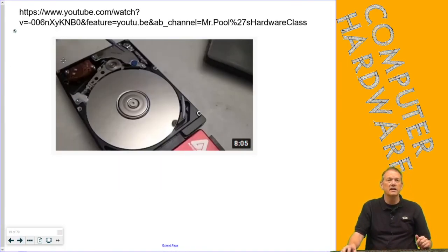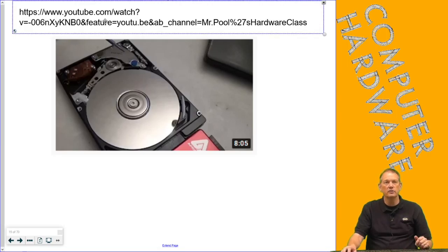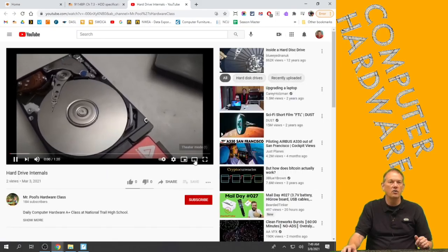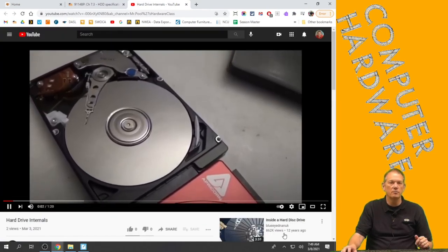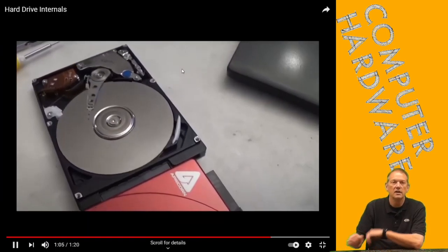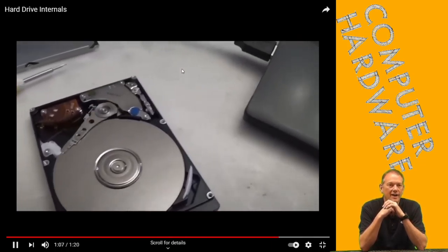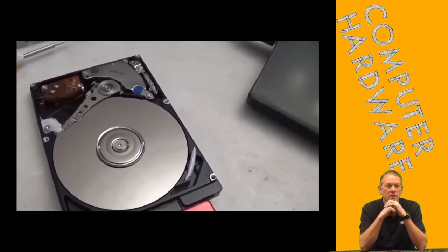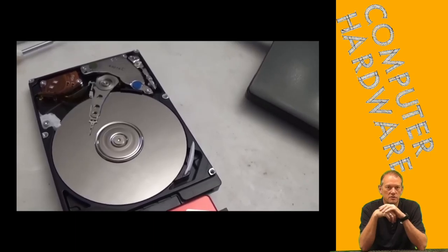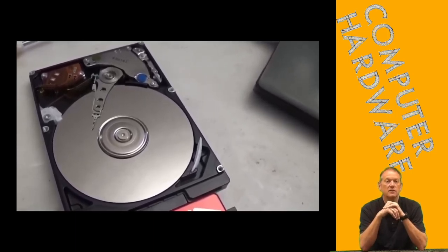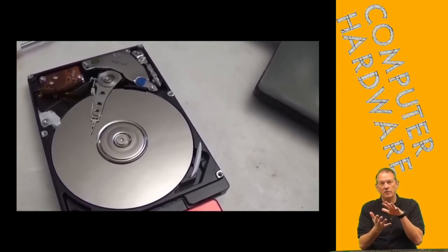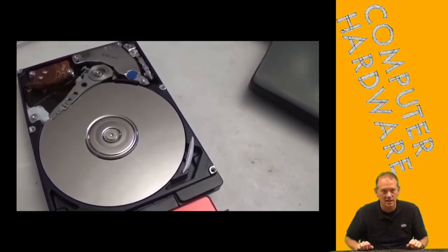Now, I want to take a look at a quick video for you that really does a good job of showing you how a hard drive moves about rather quickly, and you get an idea of how fast that thing moves back and forth across the drive to gather data. And it's doing it on the top and the bottom of all those disks at the same time.